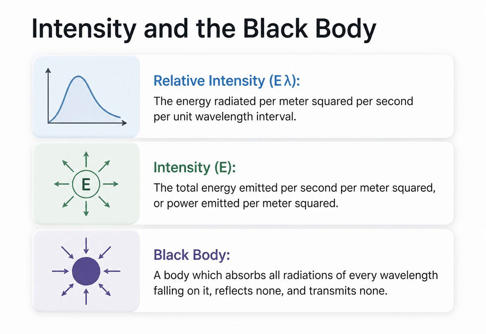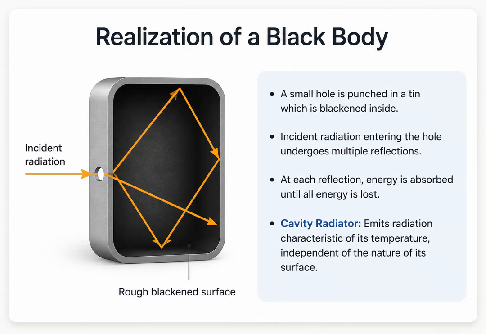And a true blackbody is defined as an idealized physical body that absorbs all incident electromagnetic radiation, regardless of frequency or angle of incidence. It reflects absolutely nothing and transmits nothing. While a perfect blackbody is a theoretical concept, we can create a very close approximation using a cavity radiator.